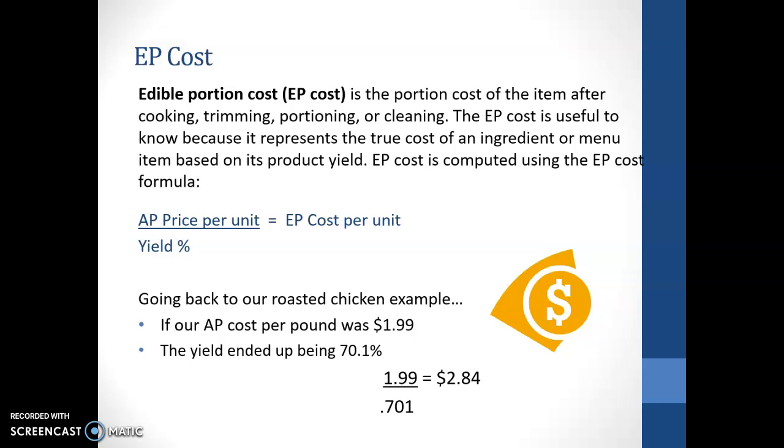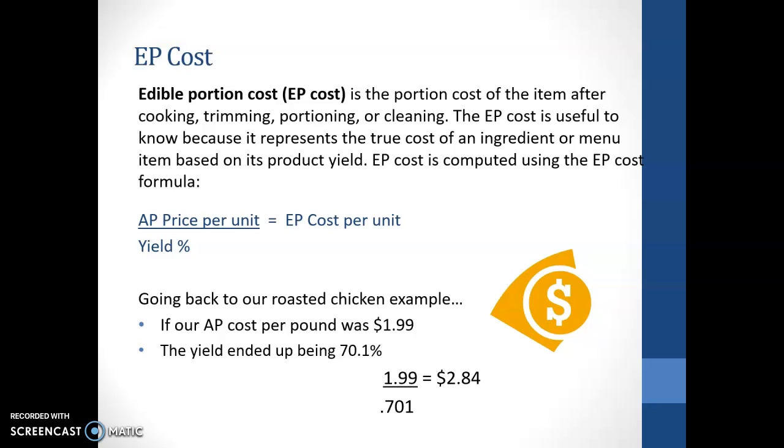So if the AP cost per pound is $1.99, we know that the yield that we calculated is 70.1. If we go ahead and take that AP price per unit and we divide it by the yield, we actually find out that the edible portion cost per unit is $2.84. That is higher. That's almost $1 higher than what the original price is.